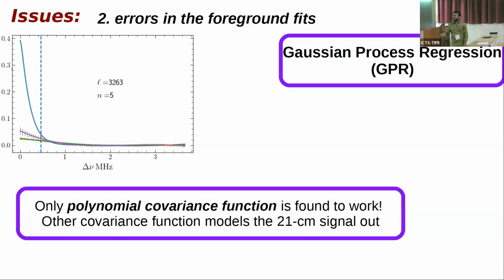If we use any other, so this is a predicted 21 centimeter signal for this particular L value, and we use GPR on this. We have modeled this region only and extrapolated in this region. And we see that if we use the polynomial covariance function, we only lose a very small amount of signal. But for other covariance functions which I have checked, they try to follow this small bump here and fit this signal out. So other than the polynomial covariance function, no covariance function was found to work. So this is another issue.